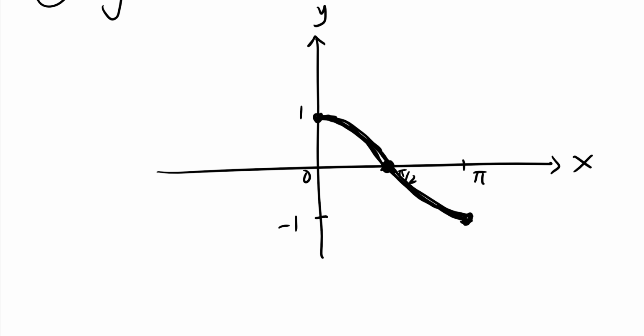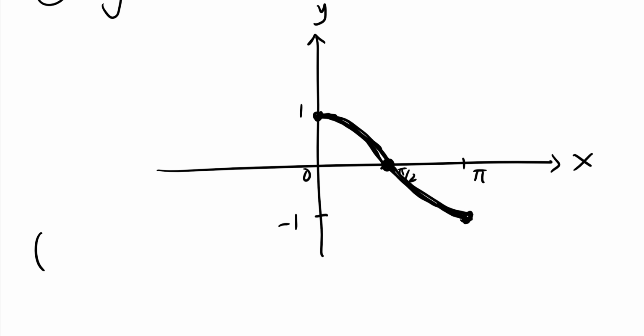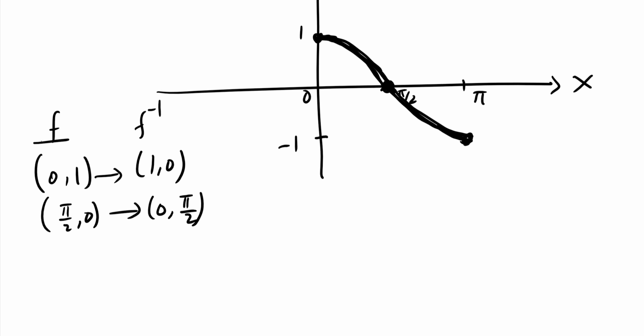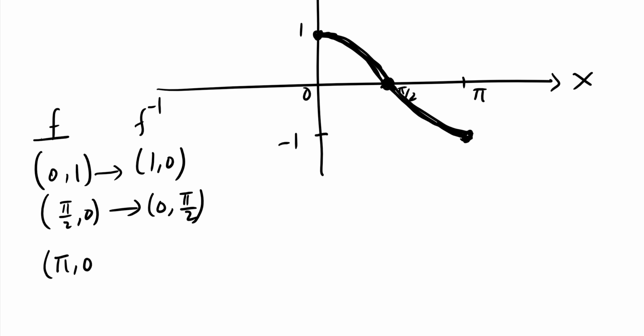Now to get the inverse of this, look at the point 0, 1. That's for the function, and I'm going to find the inverse of that. Pi/2, 0. So this becomes 1, 0. Switch x and y. And the last one was pi comma -1. So that gives us -1 comma pi.